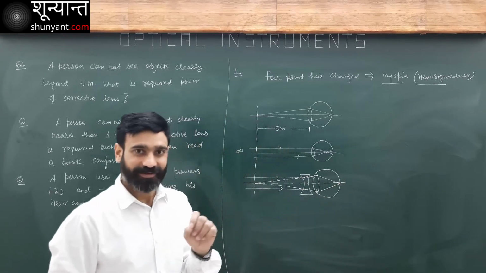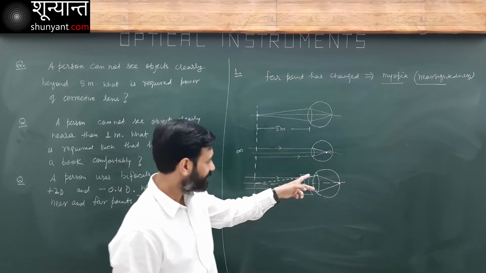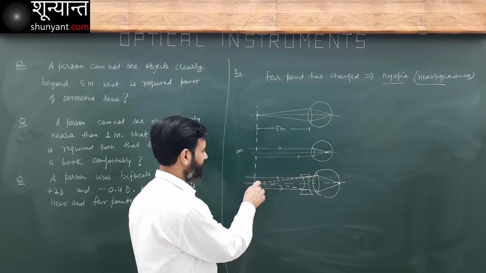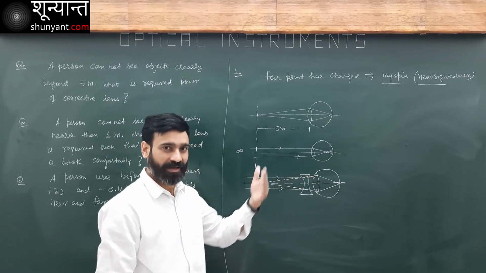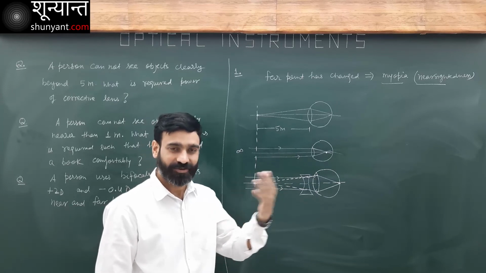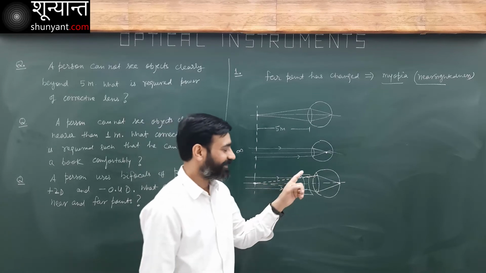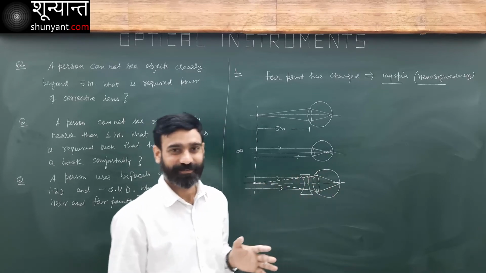My eyes will think that this ray is actually coming from here, and this is something that I can see. So the eyes start to see, and that's how we see. Okay, and that's what the correction is.